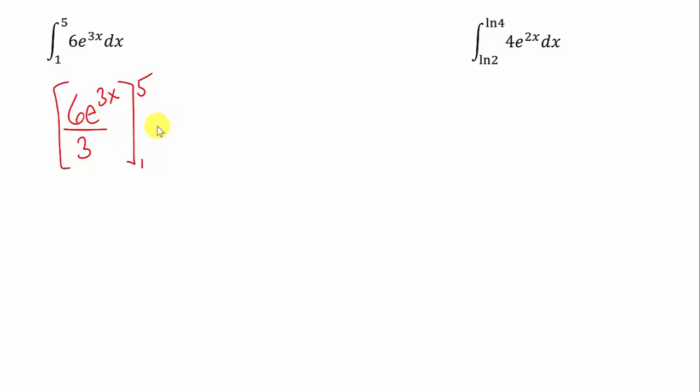I like to simplify this first. So 6 divided by 3 is 2. So I can simplify it down to this. And then I plug in always my top bound first. So when I plug in my top bound, where I see x, I'm going to have 3 times 5 here, which is going to be 15. And then we subtract what we get when we plug in our bottom bound. So when I plug in 1, I'm going to have 2e to the power of 3. And that's really my answer. That's an exact form.